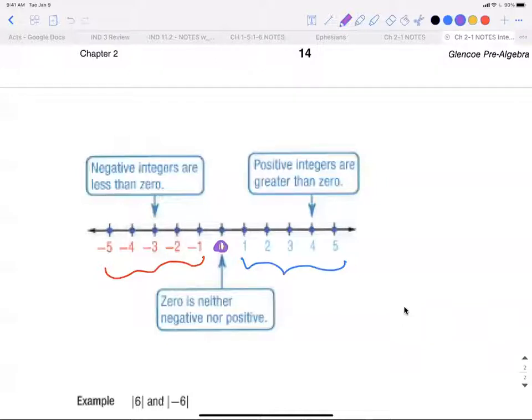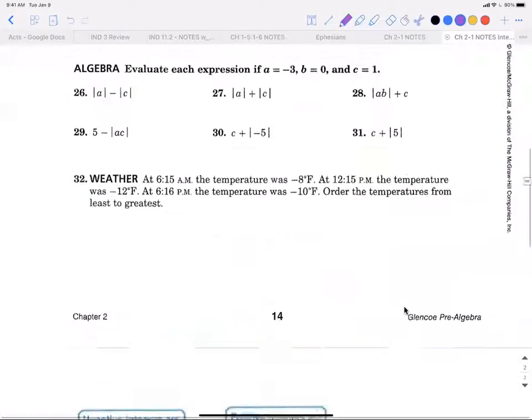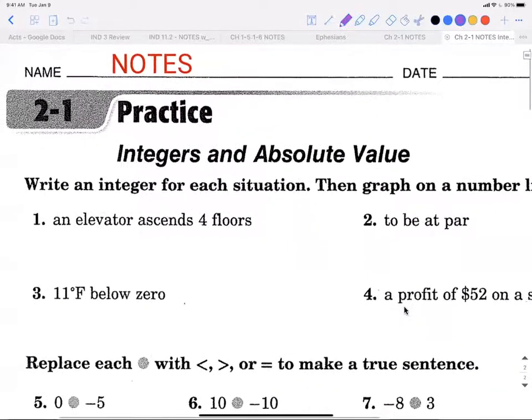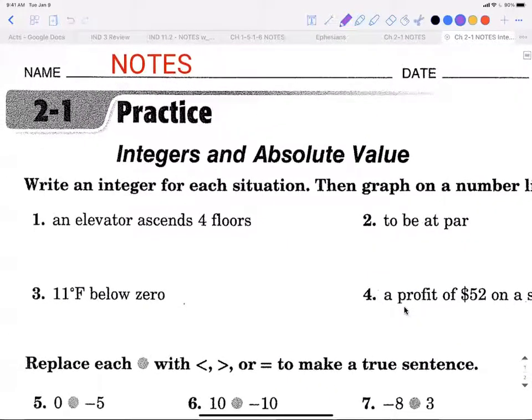Positive and negative integers, you see it a lot. Integers, I say, is a fancy name for whole numbers. 1, 2, 3, 4, 5, those are integers. Negative 1, 2, 3, 4, 5, those are integers. If we go back up here, I'm going to scroll up to the top for those of you at home. If you need to know how to spell integers and absolute value to label your notes, there it is.